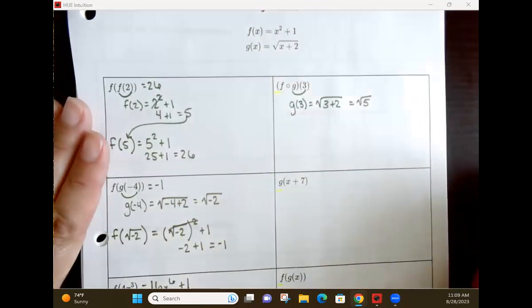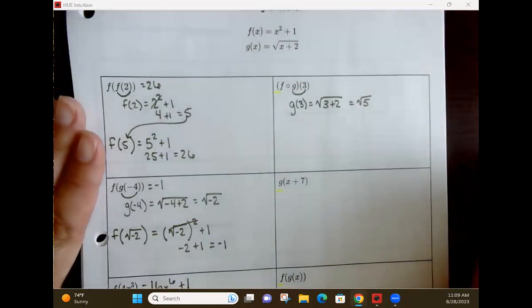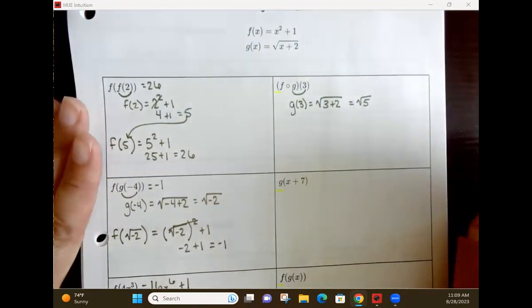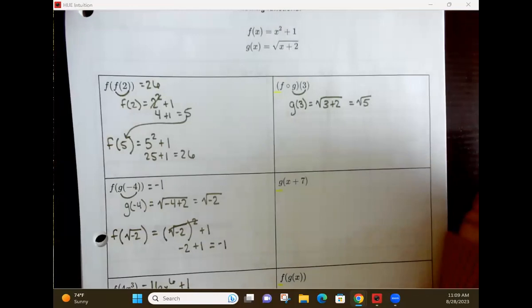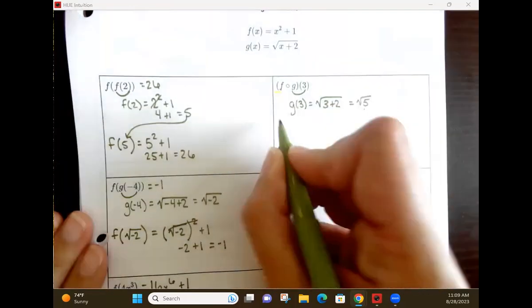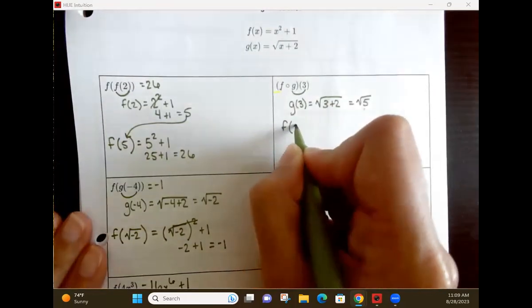Do we know the square root of 5? It's not a nice number, right? 5 is not a perfect square, so this isn't going to come out to be a whole number. I do not need you to type it in your calculator. Don't give me a decimal here. Let's now use this as our input for f. So f of the square root of 5.